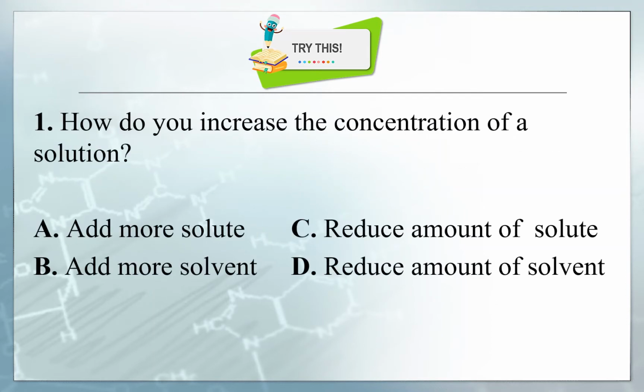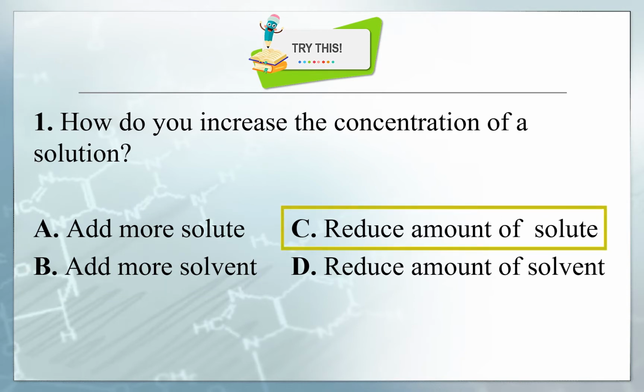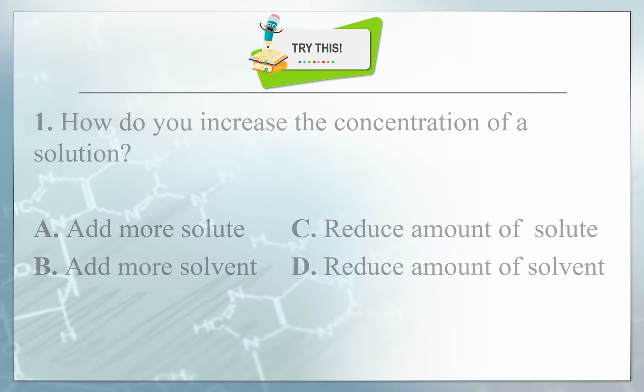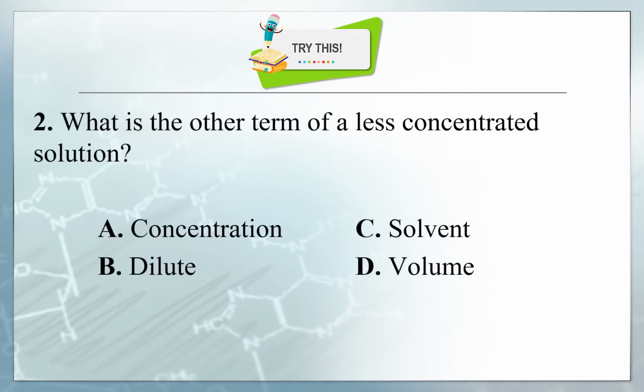Number 1. How do you increase the concentration of a solution? A. Add more solute. B. Add more solvent. C. Reduce amount of solute. D. Reduce amount of solvent. Number 2. What is the other term of a less concentrated solution? Letter A. Concentration. B. Dilute. C. Solvent. D. Volume.